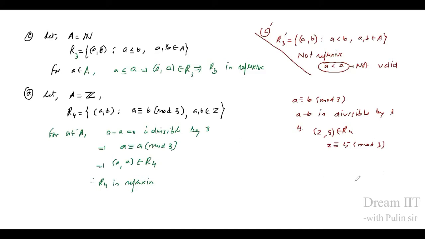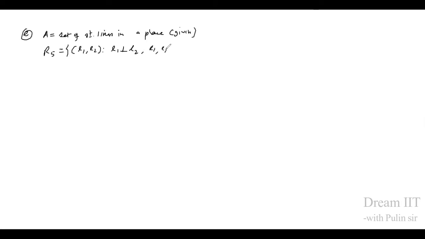Okay, so we'll go for the next part. So here, example number E. Say A is the set of all straight lines in a given plane. And R5, I'd like to discuss like this. L1 and L2 will be related if L1 is perpendicular to L2, where L1, L2 are belonging to the set A.